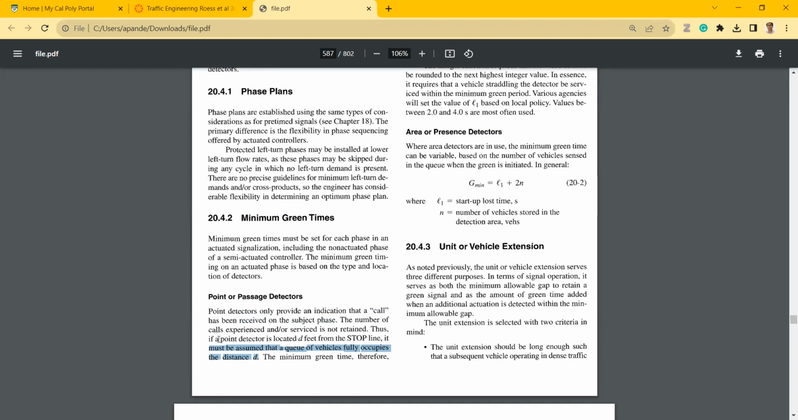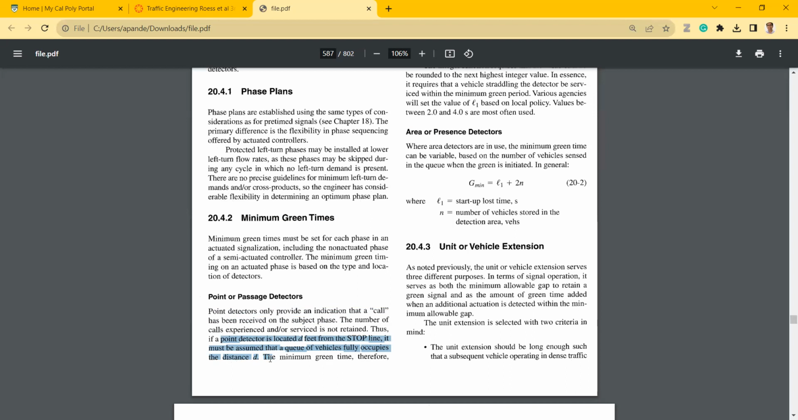When they say if a point detector is located d feet from the stop line, it must be assumed that a queue of vehicle fully occupy the distance d, where the distance d is from the stop line to the detector. How far is the detector? Now, again, as part of your signal timing process, d itself may not be fixed. You can actually decide where you're going to place the detector. And again, if your detector is a loop detector, maybe it's not that easy to shift.